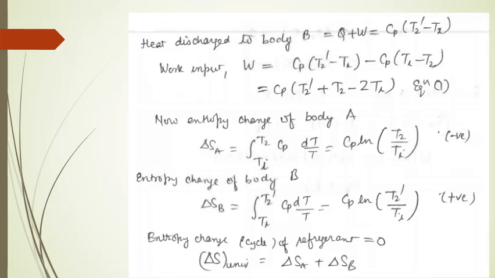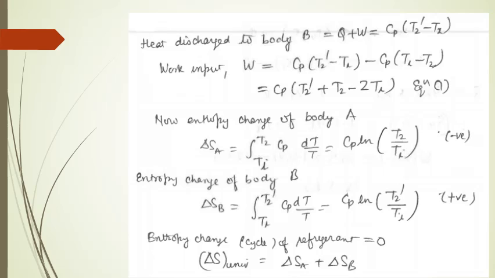Now the entropy change of body A will be the integration of the term Cp dT upon T, where this expression is integrated from the lower limit of Ti to T2. So Cp into natural log of T2 upon Ti is the final expression for the entropy change of body A. Now the entropy change of the body B can also be obtained similarly, and we get the expression Cp into natural log of T2 dash upon Ti. The entropy change of the refrigerant will be 0 because it is executing a cycle.